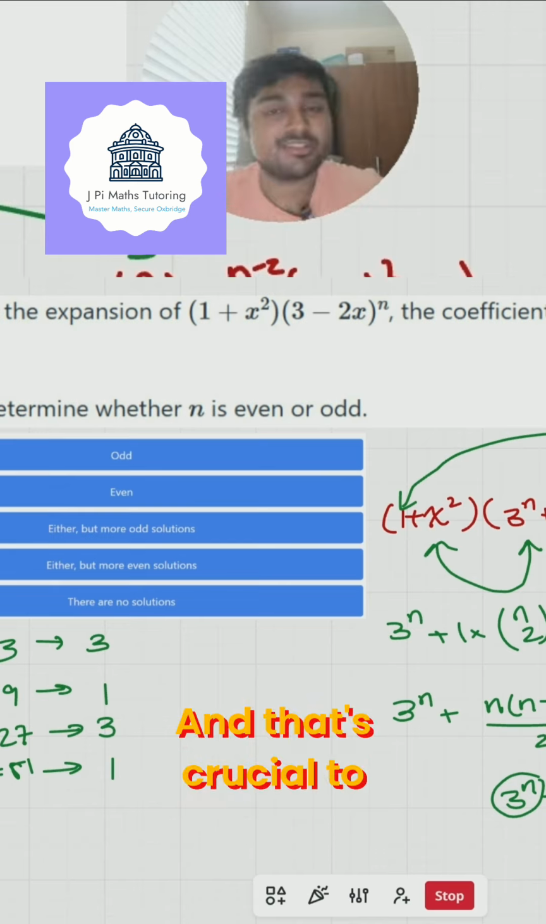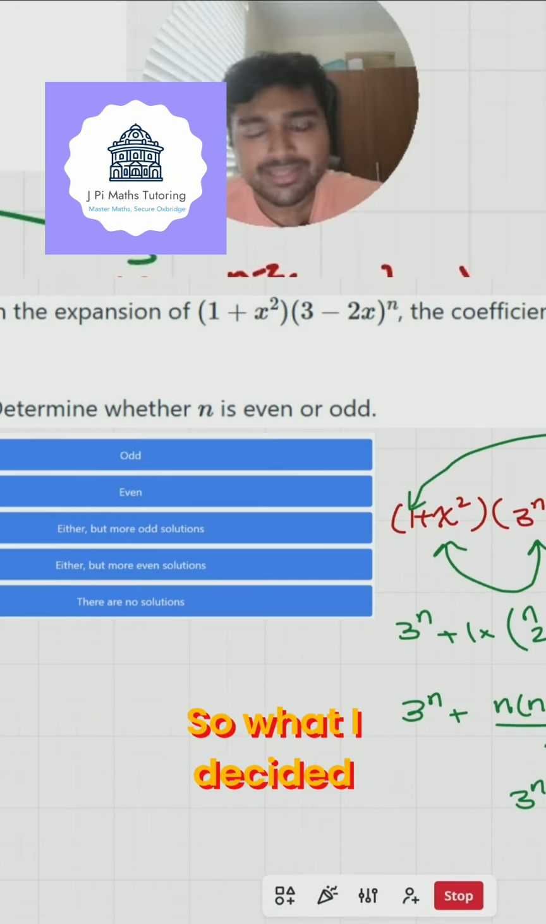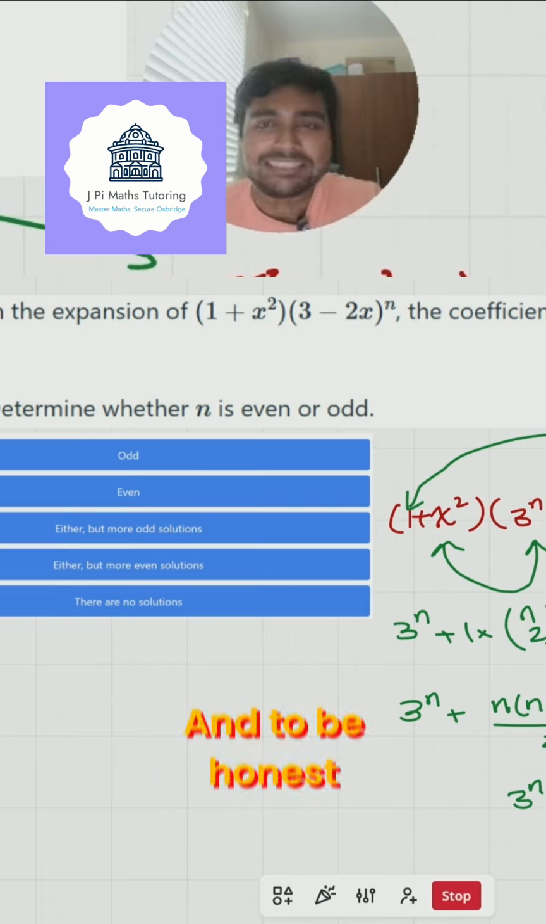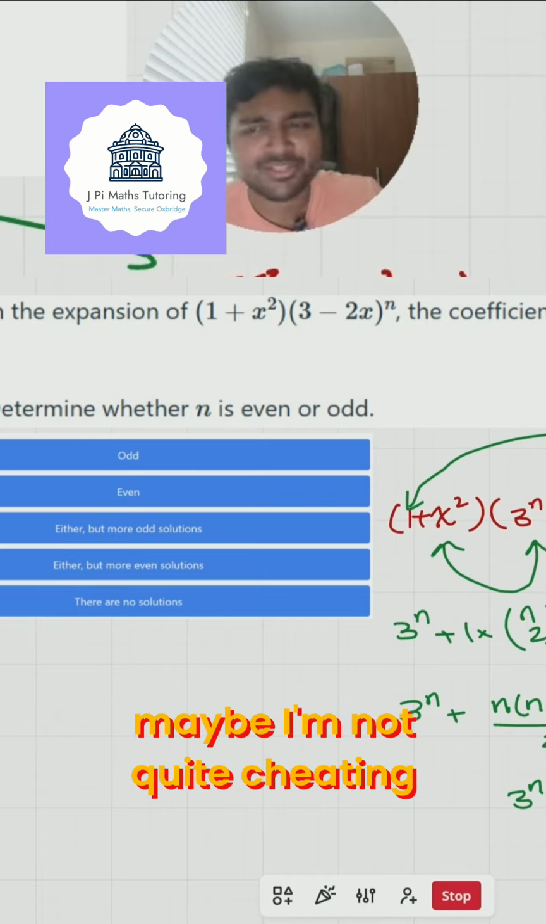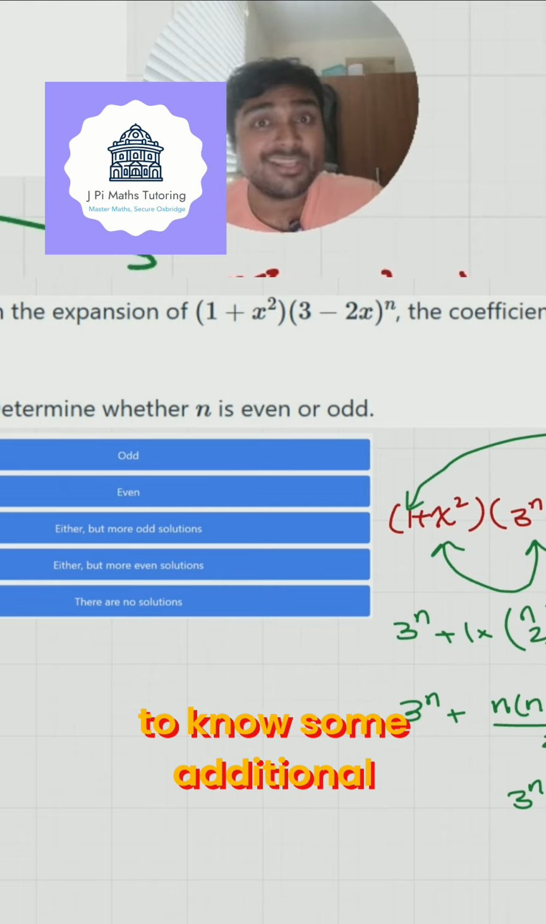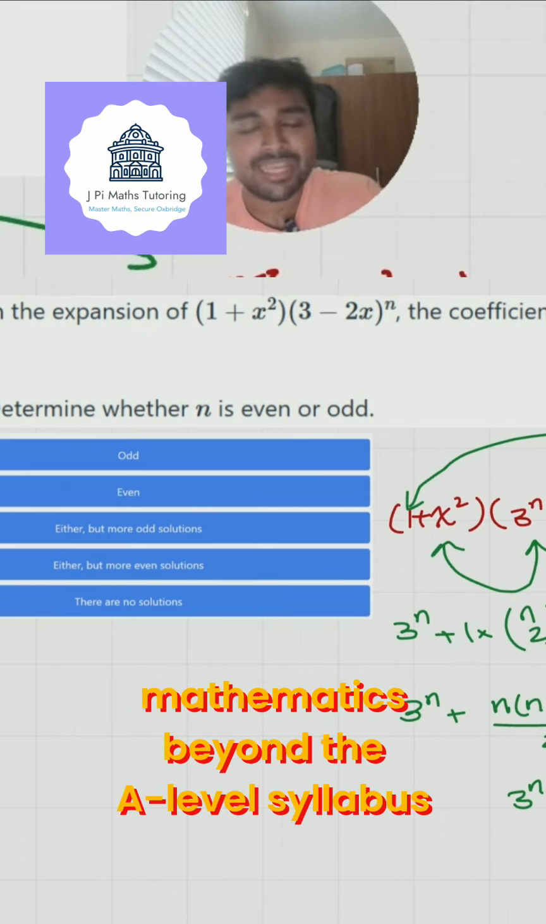And that's crucial to solving this problem here. So what I decided to do here was basically stare at this and make a nice observation. And to be honest, maybe I'm not quite cheating, but kind of maybe doing the opposite and illustrating why it pays to know some additional mathematics beyond the A-level syllabus.